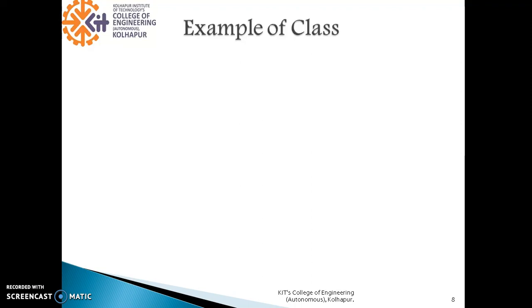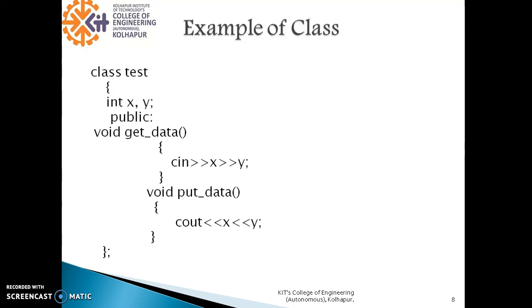Here I will give you one example of a class. The class name is test. The keyword class has been used. The data members are x and y. See, here no access specifier has been written, so it is private by default.